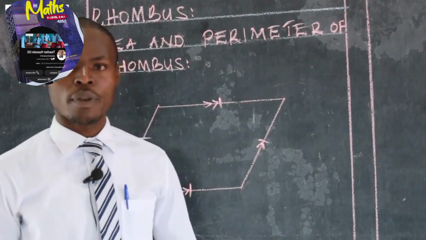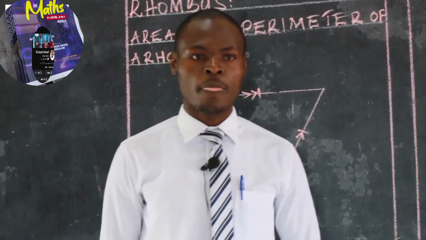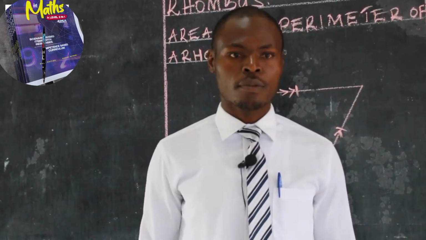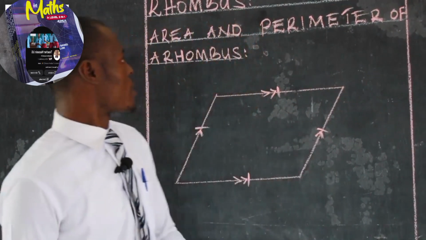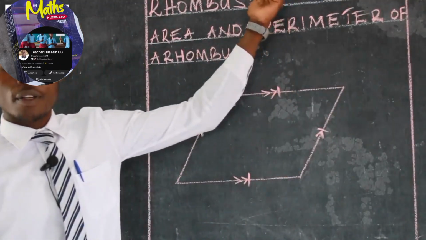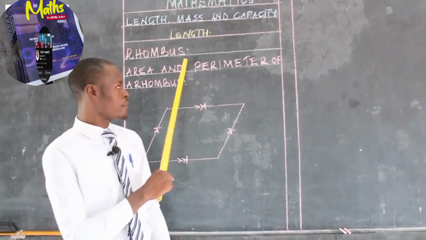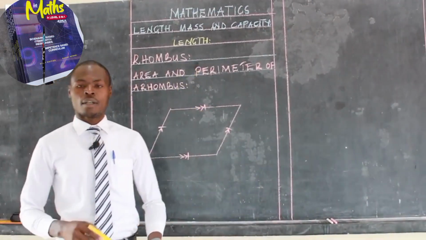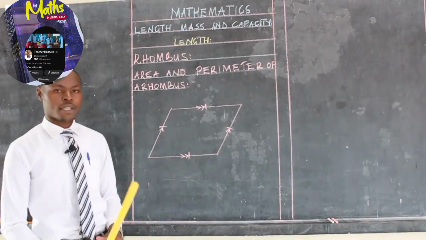Those who were moving with me previously, we defined what quadrilaterals are. Just to take you a little back, quadrilaterals are four-sided polygons. Under those four-sided polygons, we are picking one, and that is a rhombus. We are briefly going to look at some properties of a rhombus before we come to its area and perimeter as well.